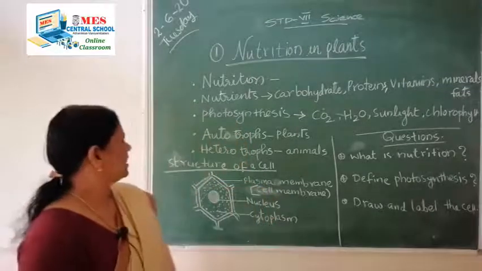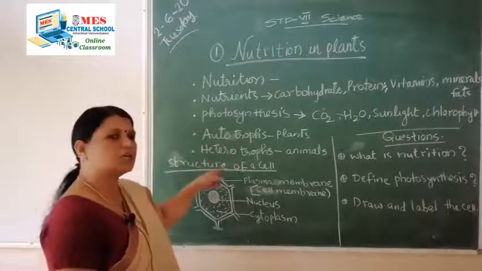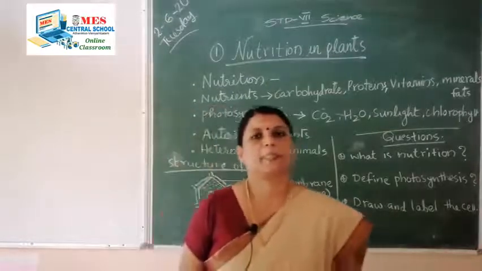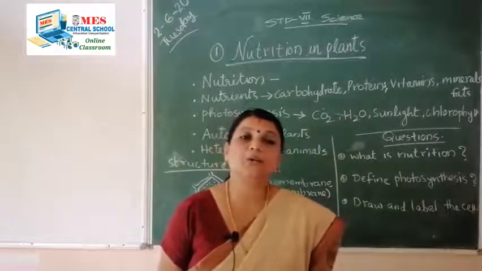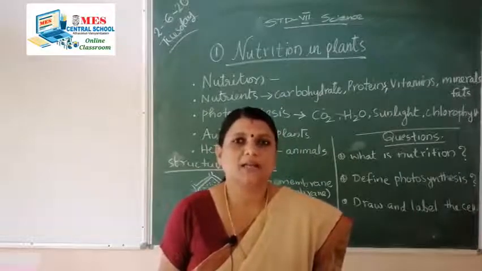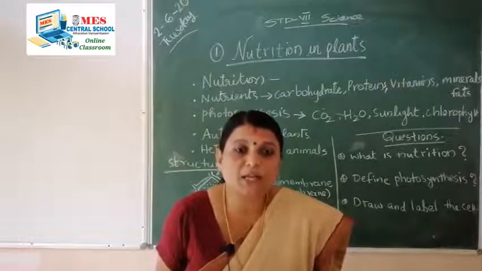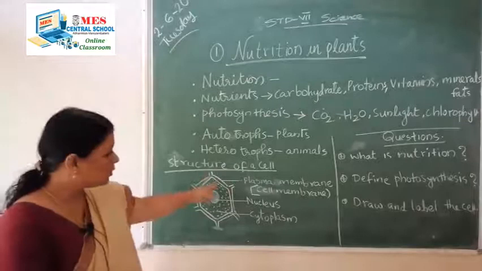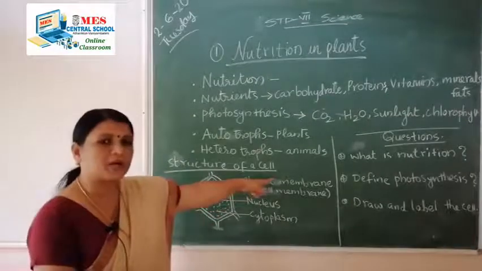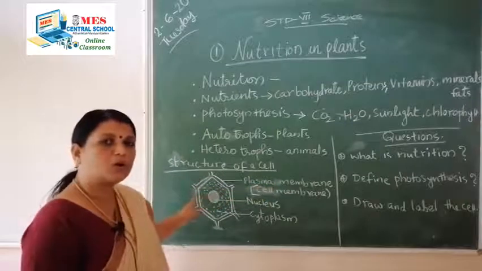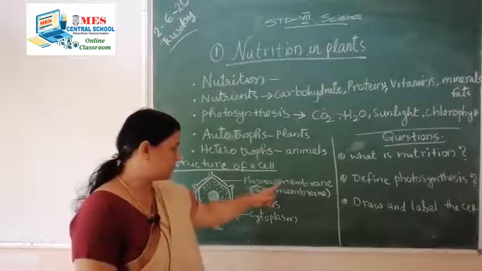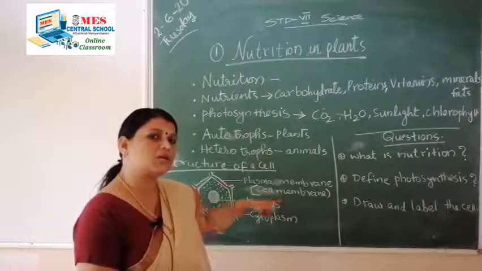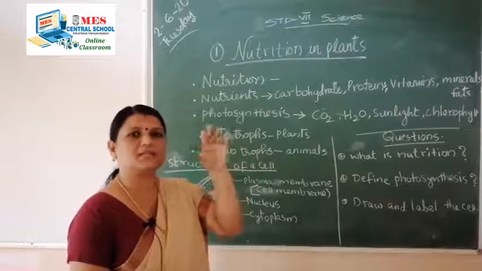And next one is the structure of a cell. Do you know what is cell? Cell is the basic unit of life. Cell is the basic unit of all the living organisms. This is the structure of the cell. The outer covering of the cell is called plasma membrane, or otherwise known as cell membrane. Membrane means it's just a covering.